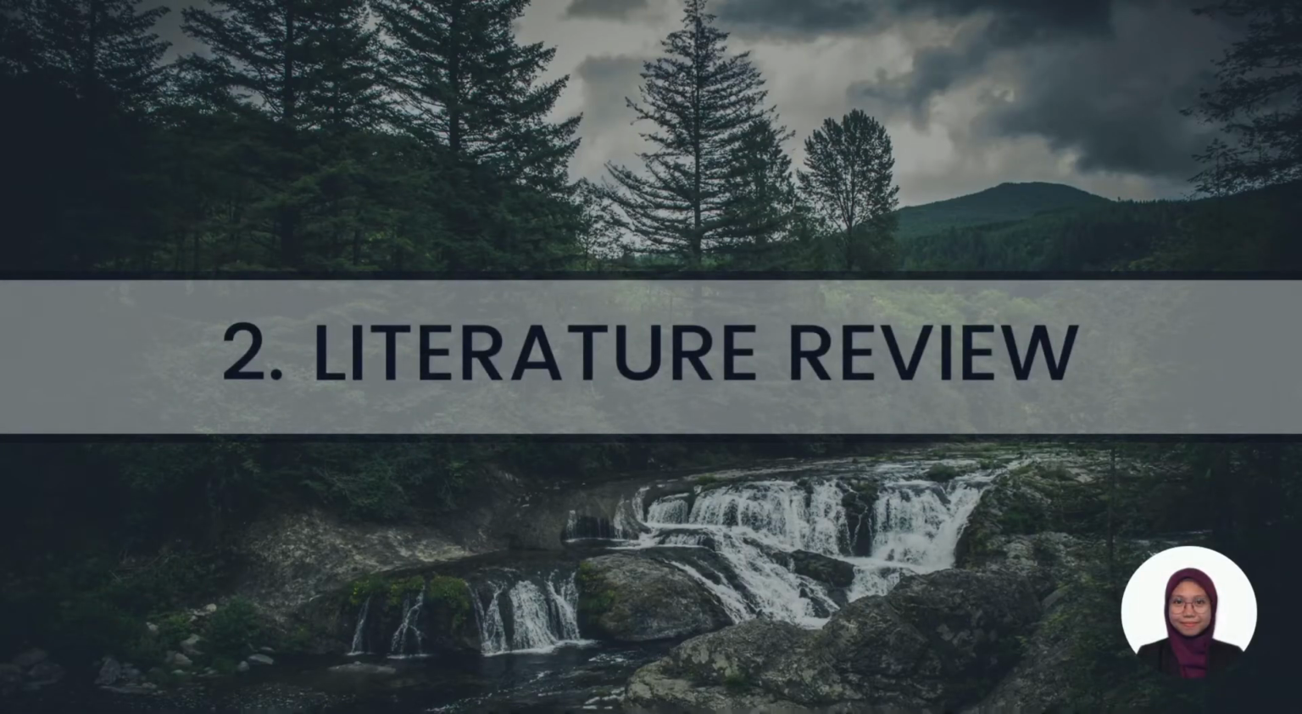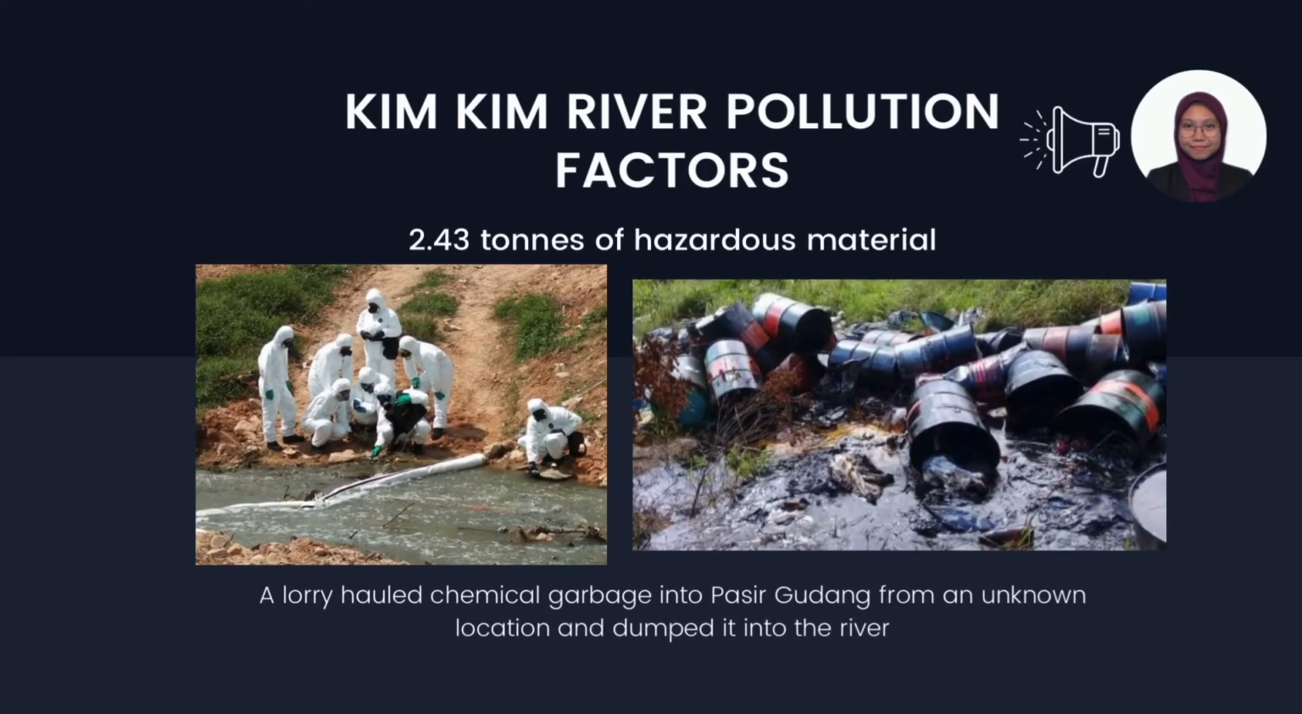Second, literature review. There are various questions. What is the factor of the polluted Kim Kim River? The main cause of chemical pollution in the Kim Kim River is that there are a total of 2.43 tons of hazardous substances in the river. A lorry hauled chemical waste to Pasir Gudang from an unknown location and dumped it into the river. There have been traces of harmful waste oil detected.